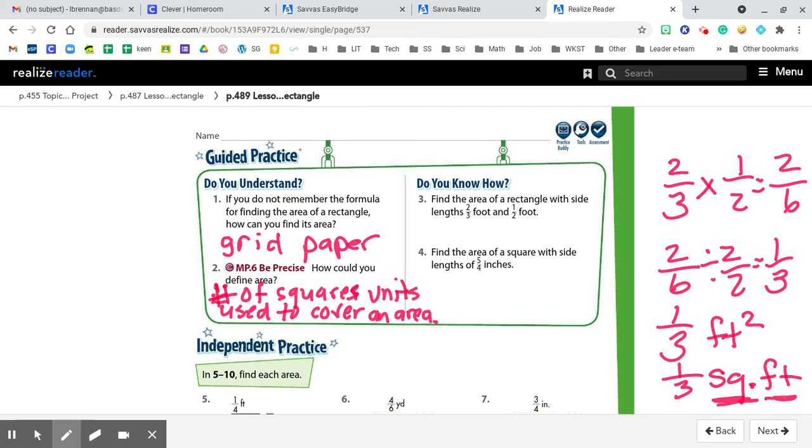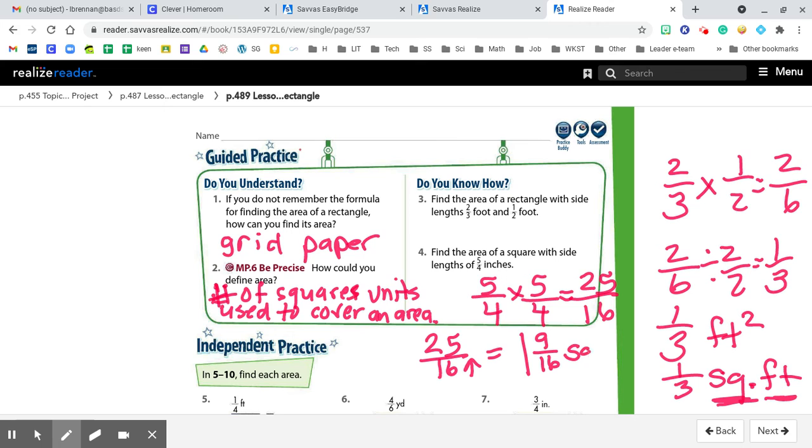Find the area of a square with the side lengths of 5/4 of an inch. When they say the area of a square, every side is the same. So length times width would be 5/4 times 5/4, which would be 25/16. And when we turn 25/16 into a mixed number, remember, jam the 16 up to 25. It goes one time, and we have 9/16 left over, and it's square inches, or you can say inches squared, that little 2 that sits up a little higher.